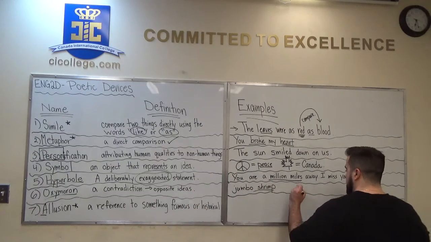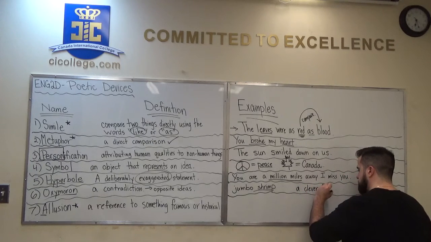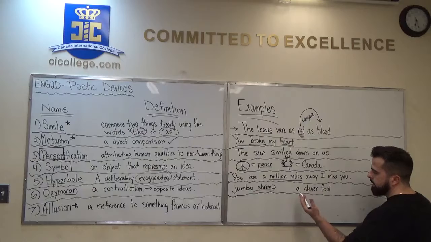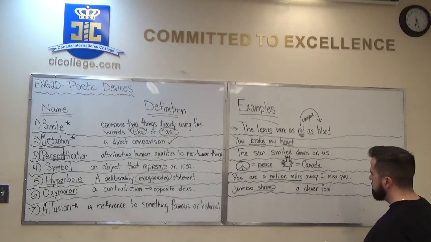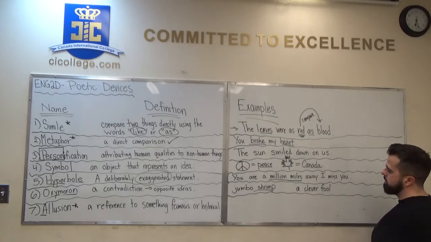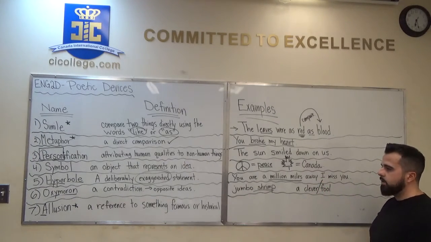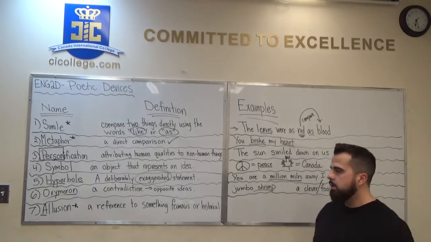Or how about a clever fool? When we see these two words together, it makes us think, oh, this person is foolish sometimes, but sometimes they're clever. But on their own, they wouldn't usually go together. So there are a couple of examples for you.